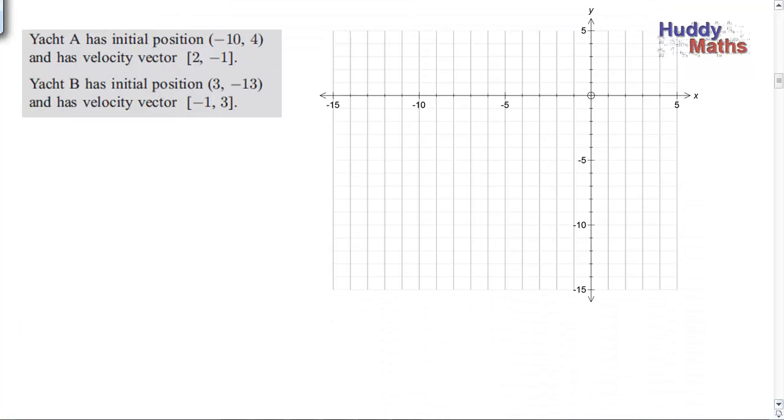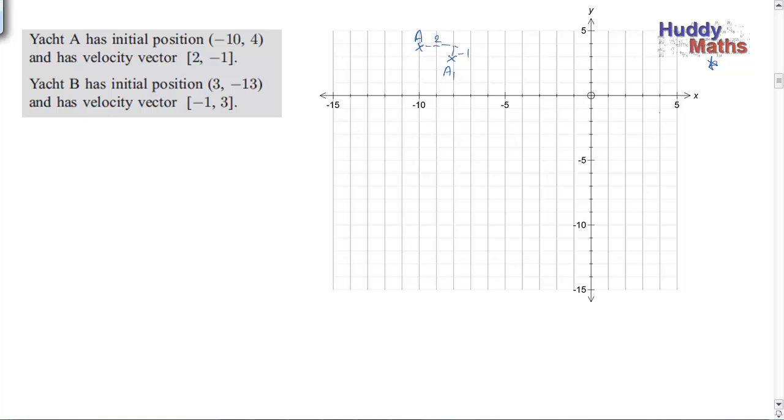Okay, so here we are. I've got a Cartesian system here. Yacht A has initial position (-10, 4), so that's there. That's yacht A. And it has a velocity vector (2, -1). So if we start there, in 1 unit in time we'll go 2, -1, so it would then be there. Okay, the velocity vector is (2, -1), so 1 unit in time, let's call it A1, would be there.